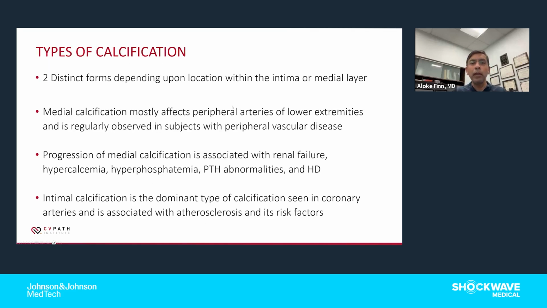Calcification has two different types. This is more basic knowledge of calcification. Medial calcification, as you know, mostly affects peripheral arteries of the lower extremities and really encompasses the media. That's why it's called medial calcification, and it is regularly observed in subjects with peripheral vascular disease. Progression of medial calcification is associated with renal failure, hypercalcemia, and hyperphosphatemia, things that we think about in terms of renal failure itself. Intimal calcification is the dominant type of calcification seen in coronary arteries and is associated with atherosclerosis and its risk factors.